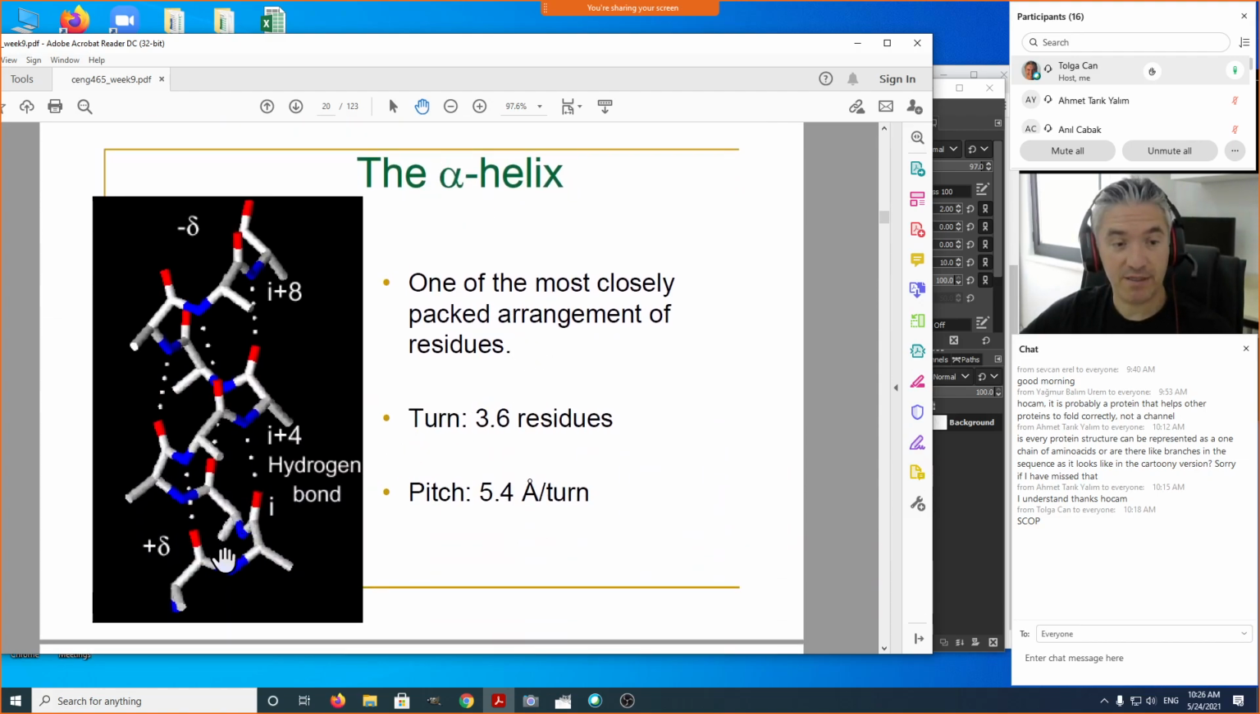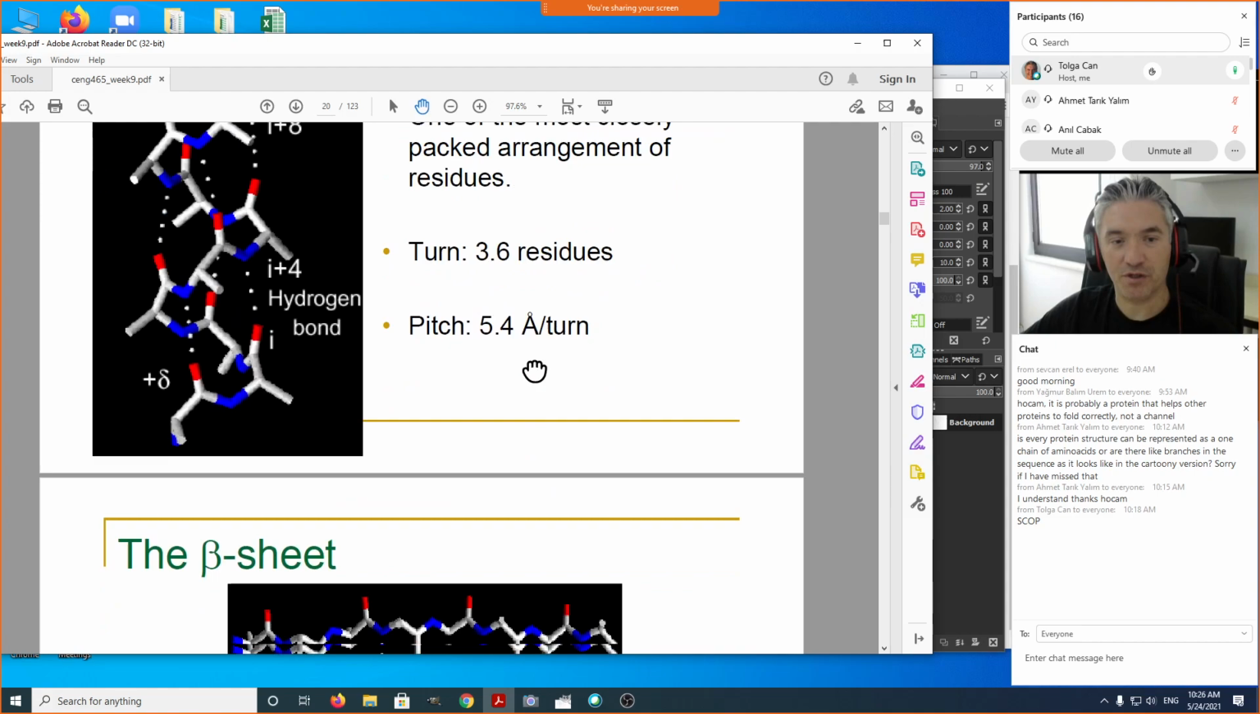In alpha helices, every amino acid makes a hydrogen bond with the I plus fourth amino acid. So the helical shape, its stability, it stays as a helix. In order to stay as a helix, these hydrogen bonds help. And there's a turn. The helical turn is like every 3.6 residues.